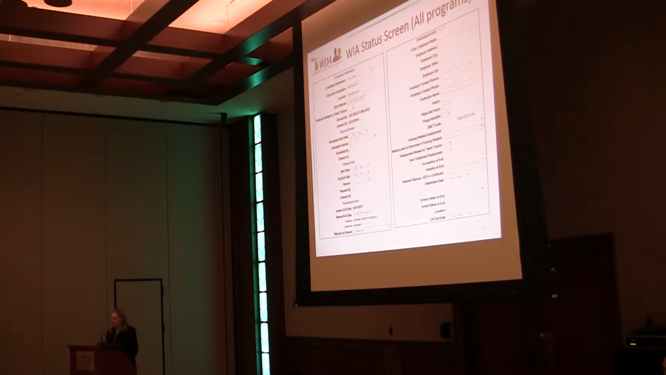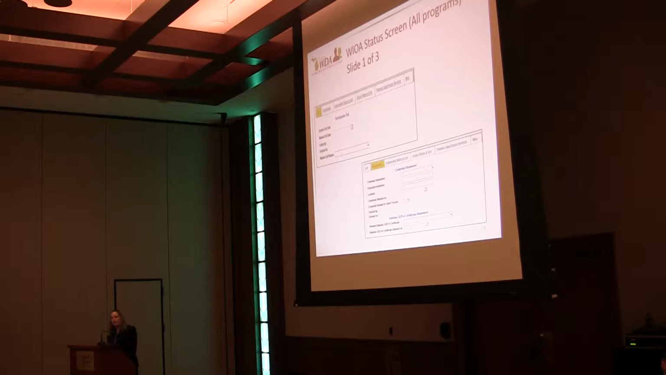It's getting pretty lengthy with WIOA. Again, we've broken that into different tabs. So 5 different tabs. The first 2 are shown here, and they're grouped together based on the type of data field. So we have exit and attainments. As far as credential attained on and diploma, GED, or certificate attained on fields, okay?